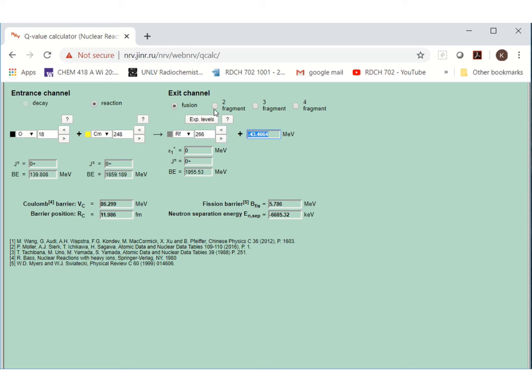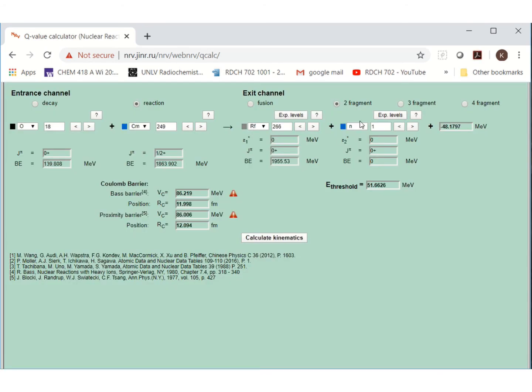But I could also say, let's make it into two fragments. Actually, I'd make 5 neutrons boil off. So this rutherfordium-266 would form, and it would give up 5 neutrons and make rutherfordium-261. But here I don't have enough fragments to run this. Each neutron in here is considered a separate fragment.